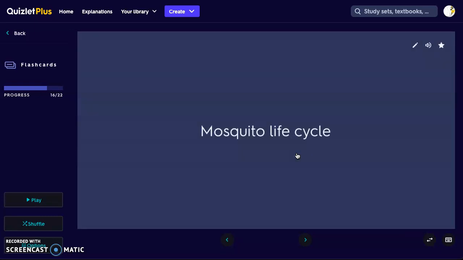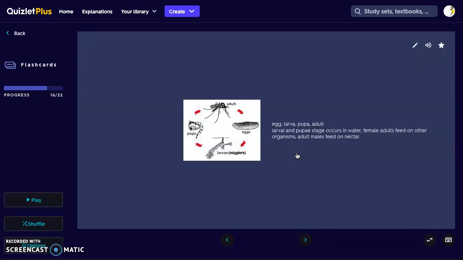Next, we're going to talk about mosquitoes. Mosquitoes have a full life cycle, or a complete metamorphosis. They're going to go from their egg to larva to the pupa to the adult. The cool thing is that the larval and pupal stage actually occurs in the water. So when it's rainy and there's a lot of standing water, that's when we're going to see an increase in those mosquito populations.